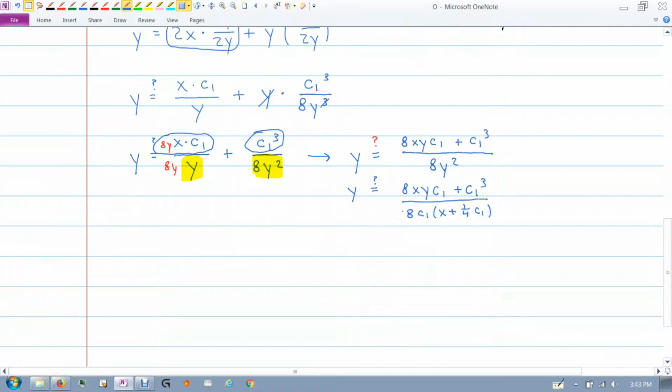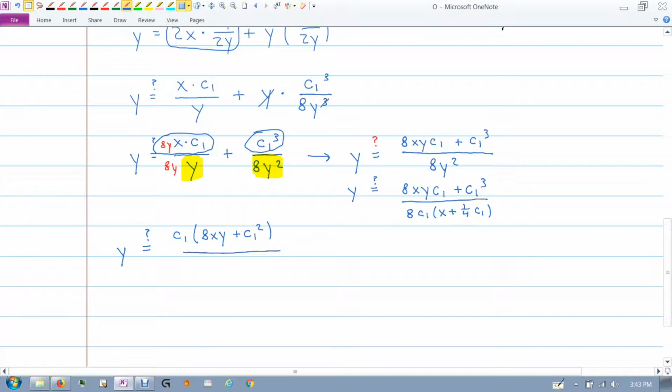In the numerator, let's factor out a c sub 1. So I'm going to move over here so I have some more room. Does this equal, factoring out a c sub 1 from the top, just a c sub 1, we get 8xy plus c sub 1 squared.